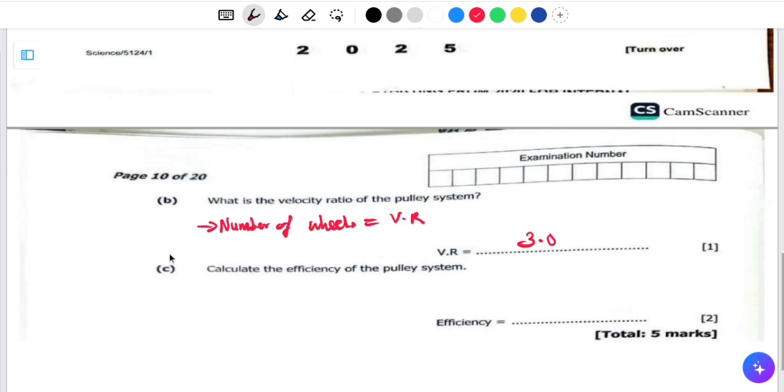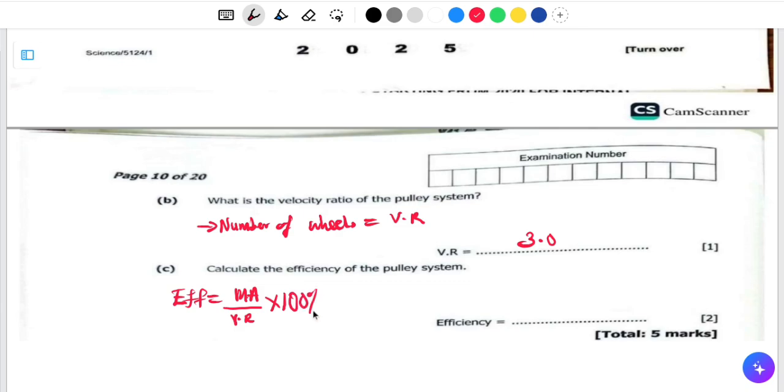Then the next one, which is question C, is saying calculate the efficiency of the pulley system. When you talk of the efficiency, you're talking about how effective the machine is. There are also ways in which you can increase the efficiency, that is by applying oil to avoid friction, or by increasing the number of wheels or loops. So efficiency is equal to the mechanical advantage divided by the velocity ratio, then multiplied by 100%.